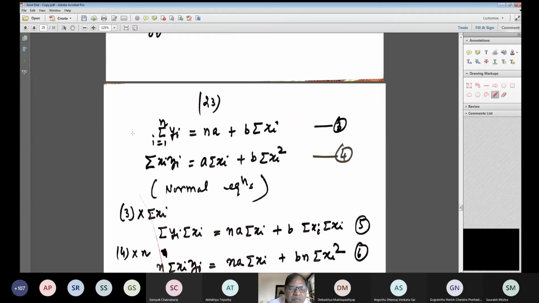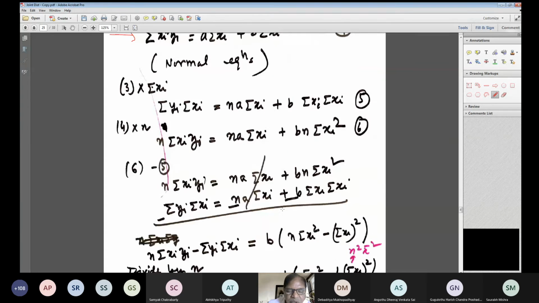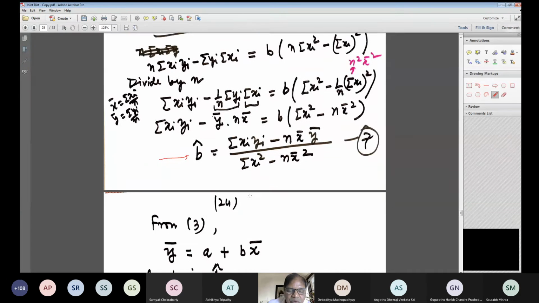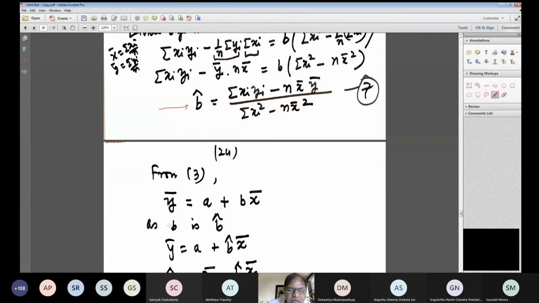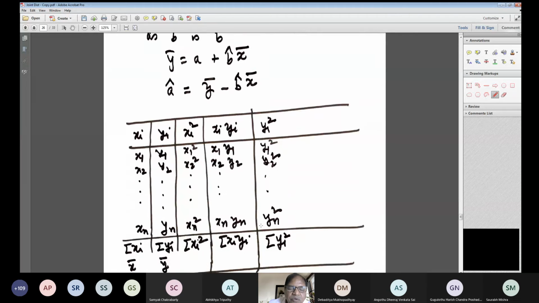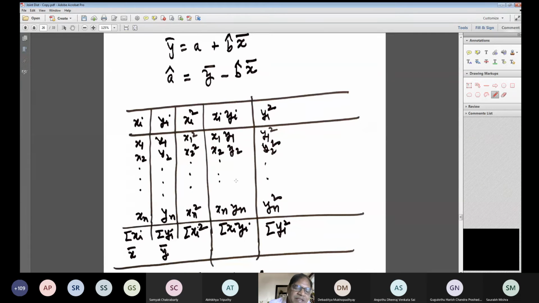So we have got two equations. One is this, another is this. Two equations, two unknowns, simplify. That also I have explained. So ultimately you get the value of b, which is the slope. And once b is known, you use this relationship, dividing the first equation by n, so a equals y bar minus b x bar. So b is known, so a you will get using this quantity. So these are the usual steps when the data is given.